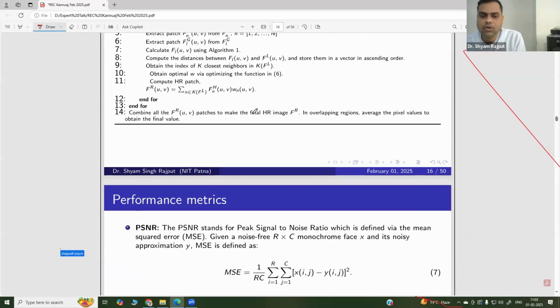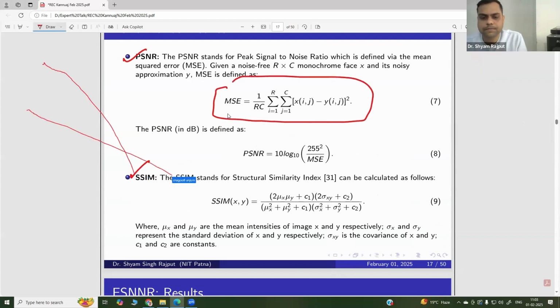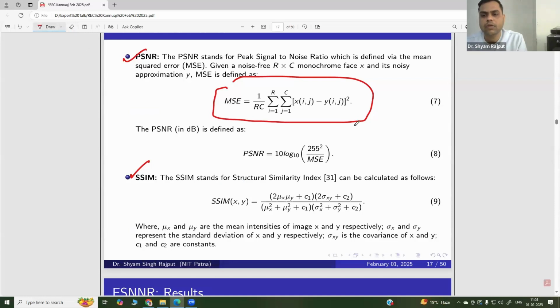Before discussing the drawback of this particular algorithm, let's see what the possible metrics in this domain are. The common performance metrics used in this domain are PSNR and SSIM. What is PSNR? PSNR is the peak signal to noise ratio. First of all, we compute the mean square error.